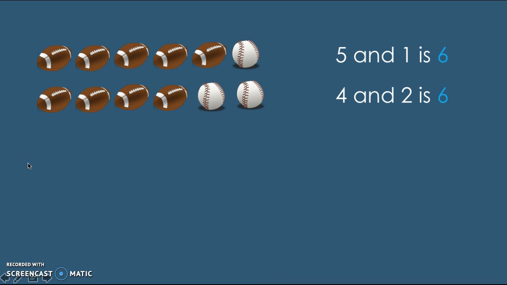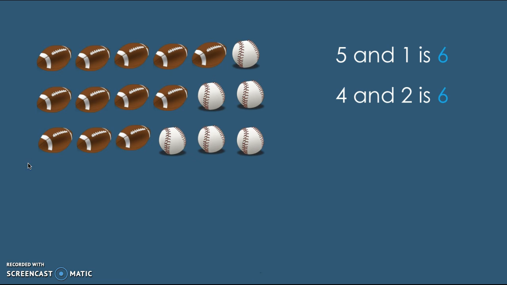Okay, so let's try it again. This time, how about I'll start with 3. How many balls would I need to add to 3 to get to 6? Let's see. 3, 4, 5, 6. How many did I need to add? Ding, ding, ding, good. 3. So I could say 3 and 3 is 6.